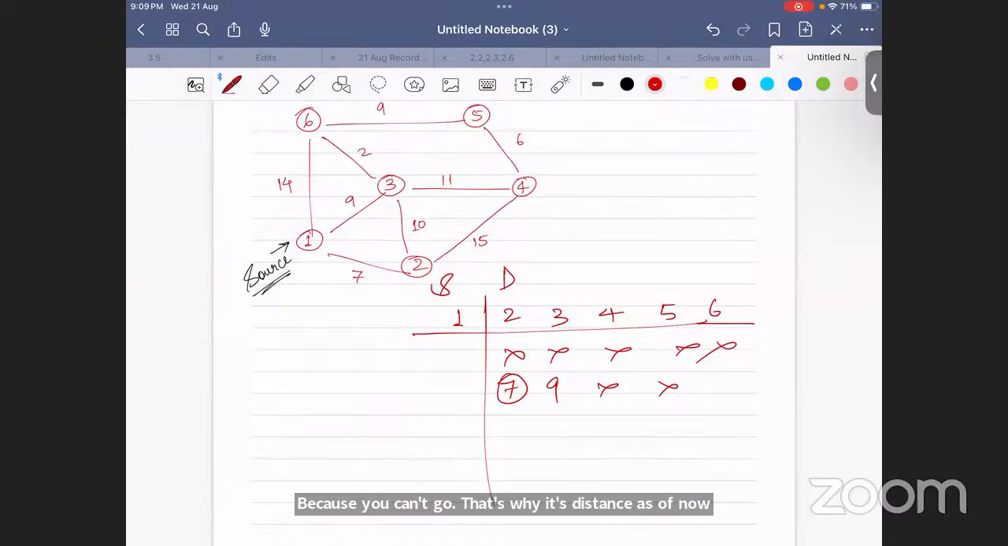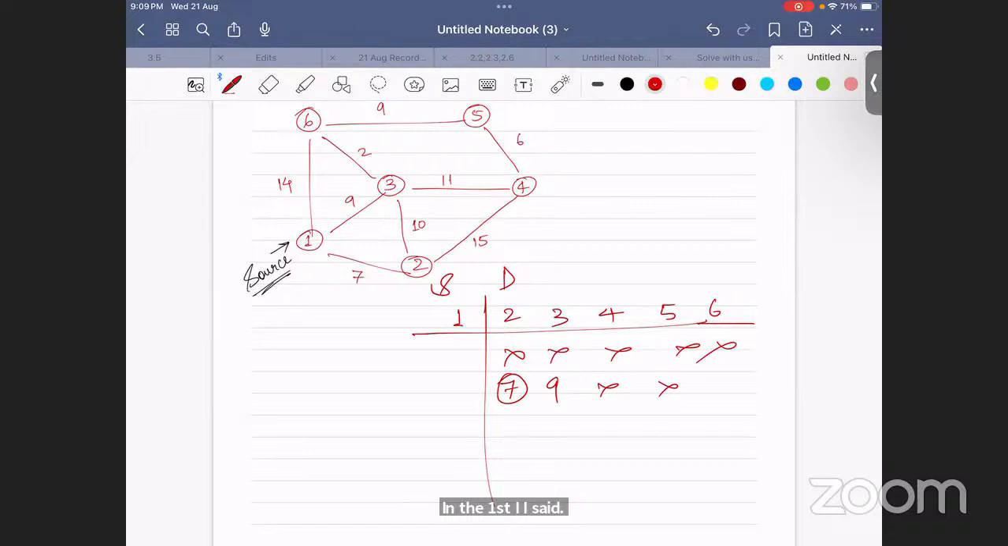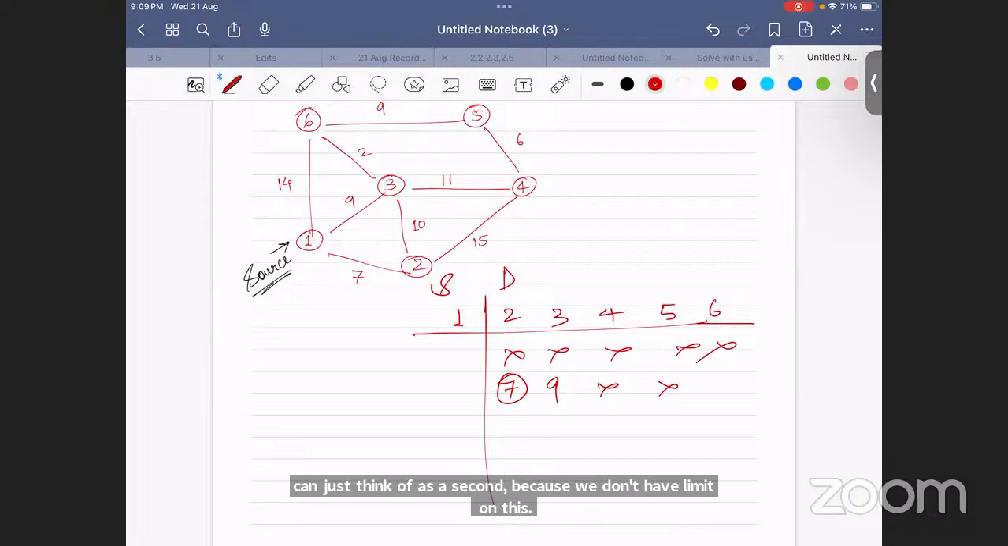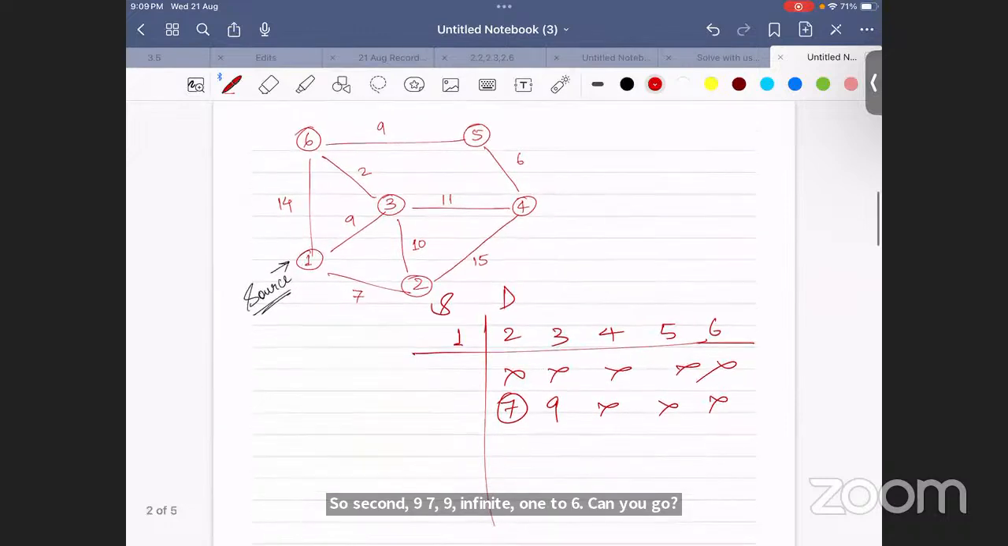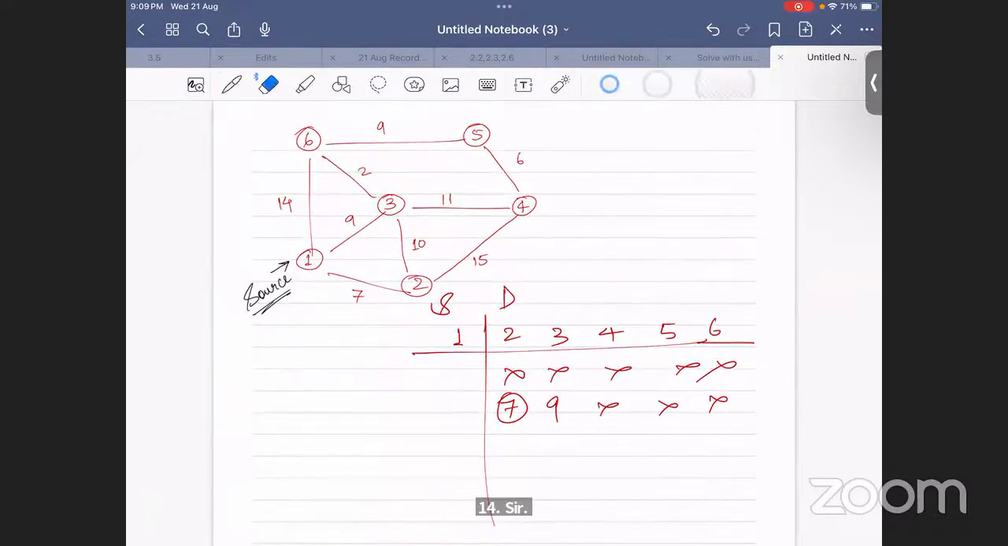Okay, if the first iteration is infinite, then you can think of the second iteration, because we don't have a limit on this. So second: 7, 9, infinite. 1 to 6, can you go? No, you can't go. 1 to 6, can you go? 14. You can go 14. Yeah, 1 to 6 you can go. Correct. You can go 14.